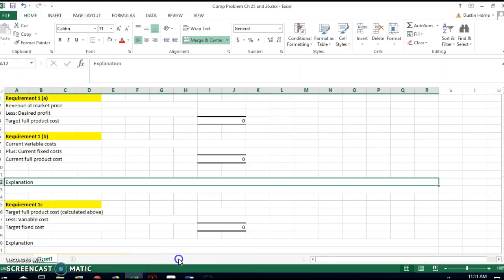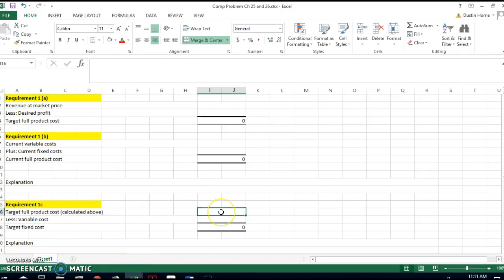Okay, so what you need to do is take your target full product cost, that's what we got up here. That's what we want to spend on our full product. Now, our target full product cost minus the variable cost. So now we're going to do the 175 times 500,000. And what is left over is what we have left for fixed costs, okay?